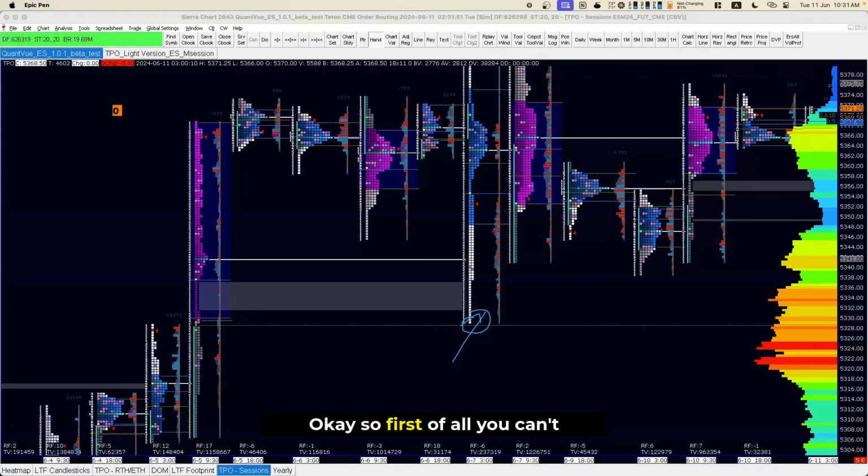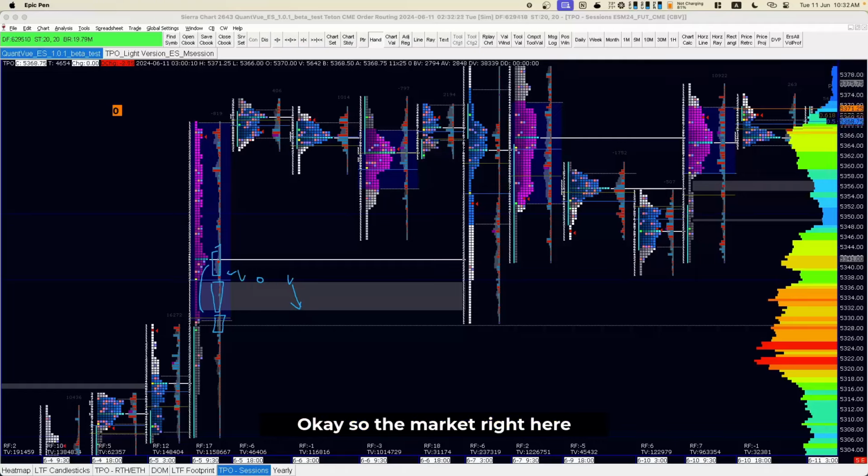Okay, so first of all, you can't just say I'm just going to long this area. You have to have added confidence. In this case, as you can see here, this is a low volume node. As you can see, this gap that we highlight, the C period, you have a lot of value building above and below it, but it's very low volume. So once you find acceptance inside this box right here, look for the opposite direction in terms of continuation.